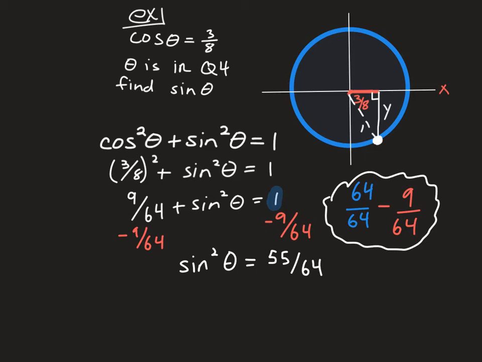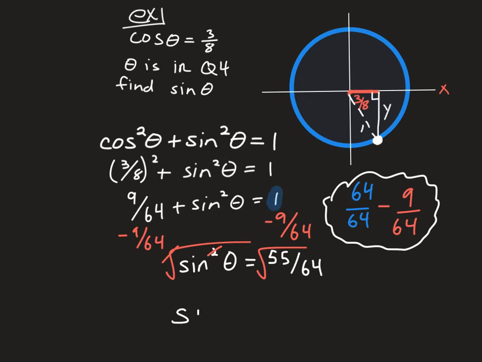But right now, I have sine squared isolated, or sine squared solved for. But of course, I want to find the sine of theta. So to get rid of that square, I'm going to go ahead and take the square root, because those are opposites. Whatever I do to one side, I have to do to the other. So I'm just about there.